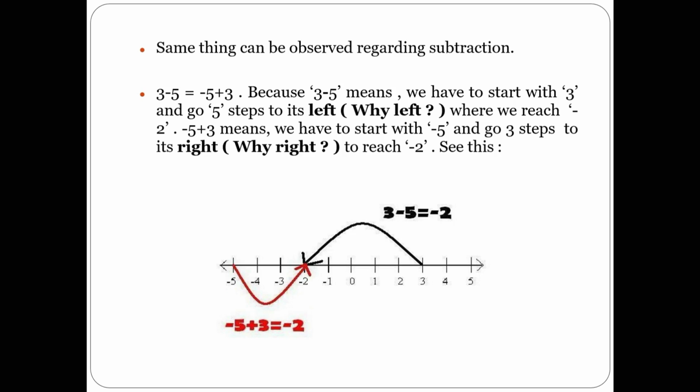So you can say for 3 minus 5, you have to stand on 3 and go 5 steps to the left side on the number line, and you obtain -2. And again, if you move 5 steps, then you can obtain 3. So we can write -5 plus 3 is equal to -2.